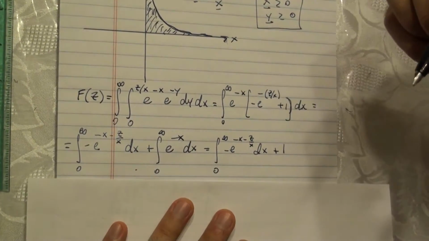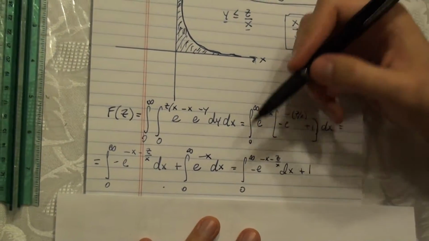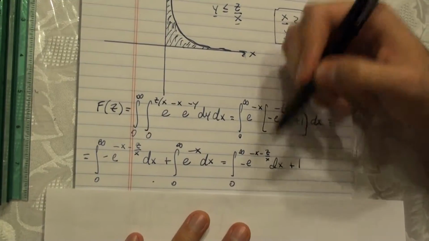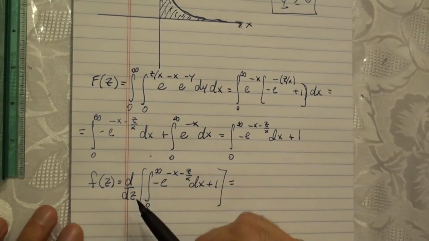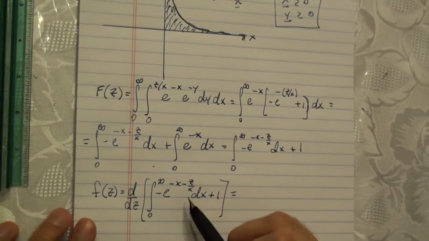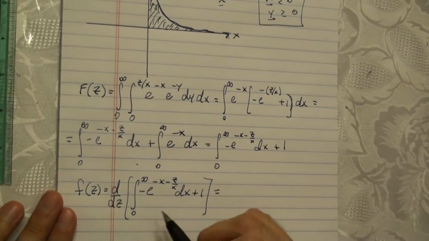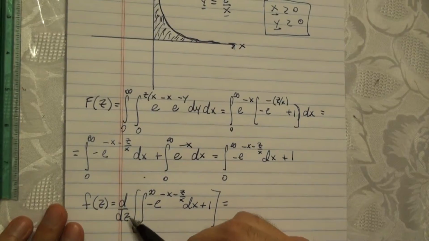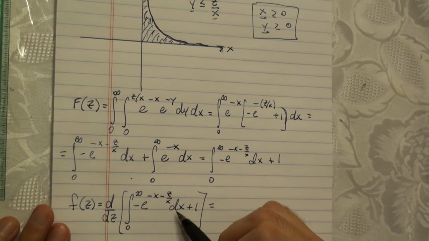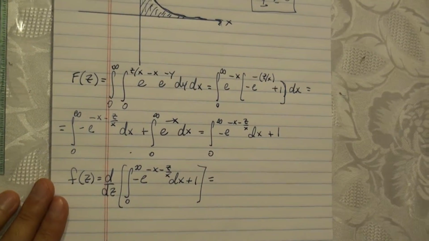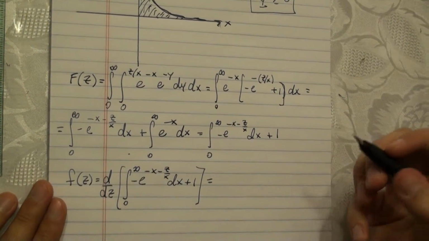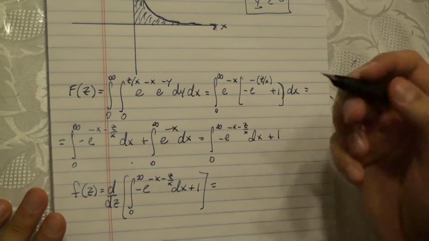Now to find little f of z, we need to take the derivative of this thing with respect to z. So we want to take the derivative of big F of z with respect to z. Because the derivative with respect to z has nothing to do with the variable that's being integrated here, we can interchange the order of the integral and the derivative. The derivative of 1 with respect to z is 0.